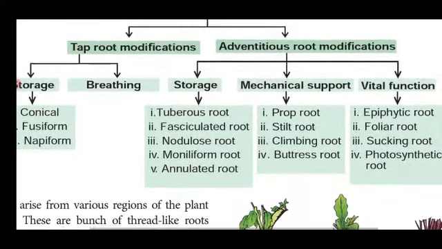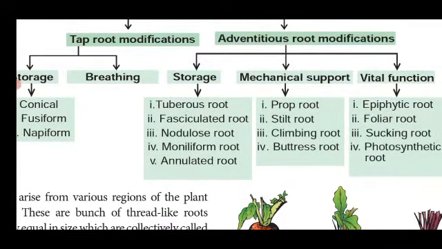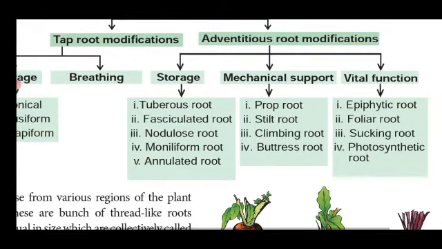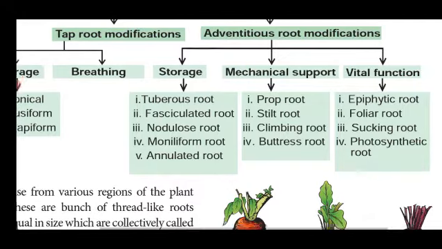The adventitious root modifications are storage, mechanical support and vital function. Storage: tuberous root, fasciculated root, nodulose root, moniliform root and annulated root. Mechanical support: the roots modified for mechanical support are prop root, stilt root, climbing root and buttress root. And vital function, performing very important functions: epiphytic root, foliar root, sucking root and photosynthetic root. These are some of the adventitious root modifications.